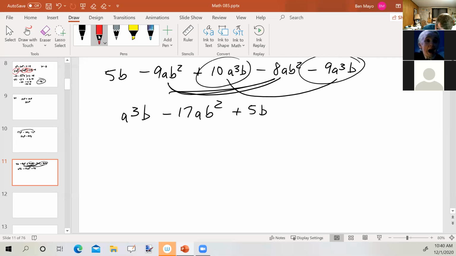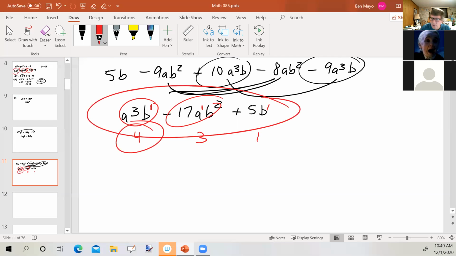Where am I getting the 4? Don't forget there's an implied 1 there, an implied 1 there. So this term is of degree 4, this term is of degree 3, and this term is of degree 1. So the highest powered term would be 4, so the entire polynomial is 4th degree.